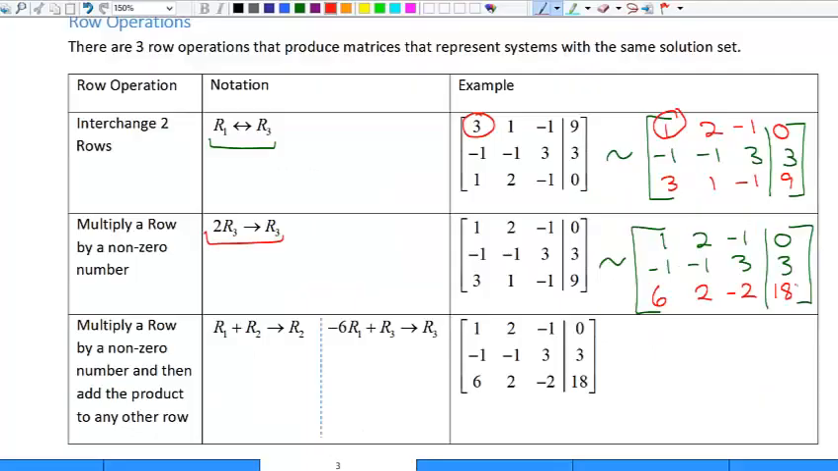The next thing that we're going to do is multiply a row by a non-zero number and then add it back to that row or any other row.